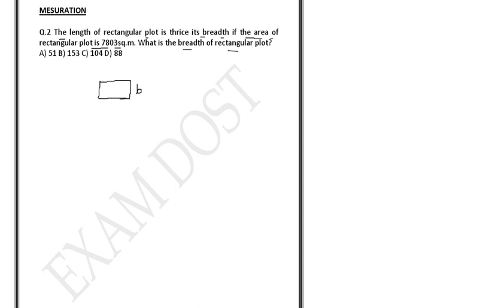This is the breadth and this is the length of the rectangular plot. As you start this question, what is the condition given? That the length is equal to thrice the breadth. It means L is equal to 3b. Now you can assume b is equal to x. If b is equal to x, then L is equal to 3x.